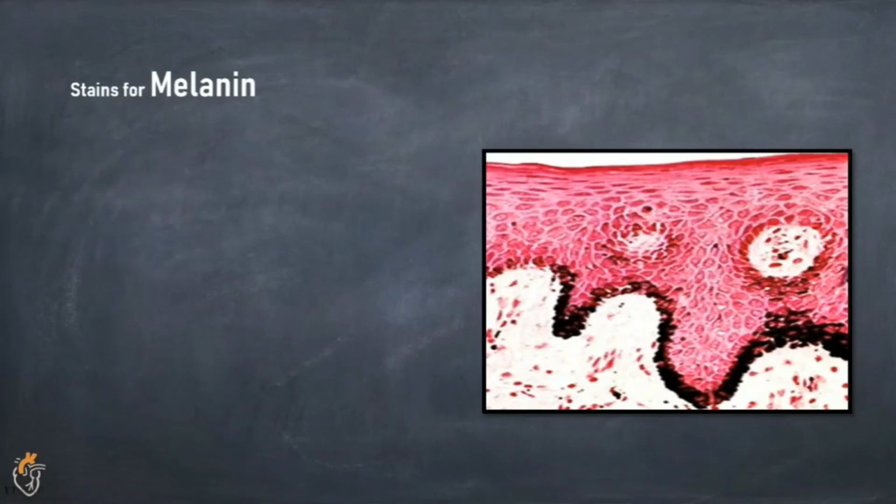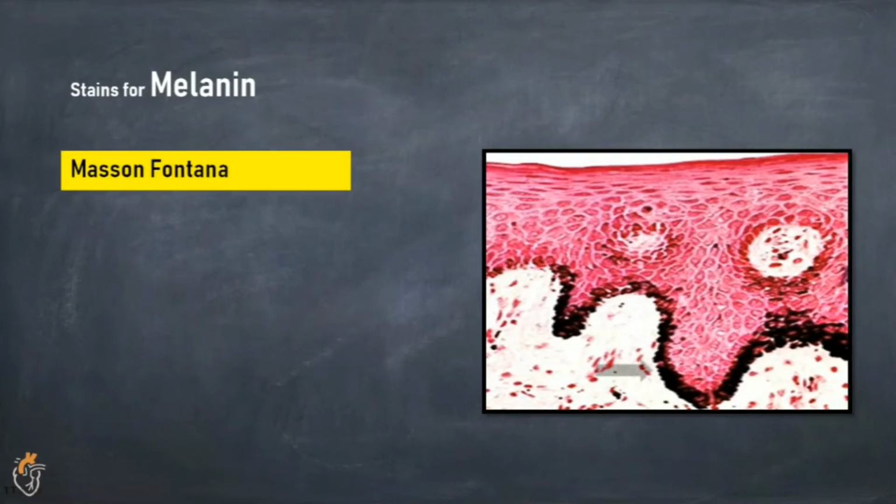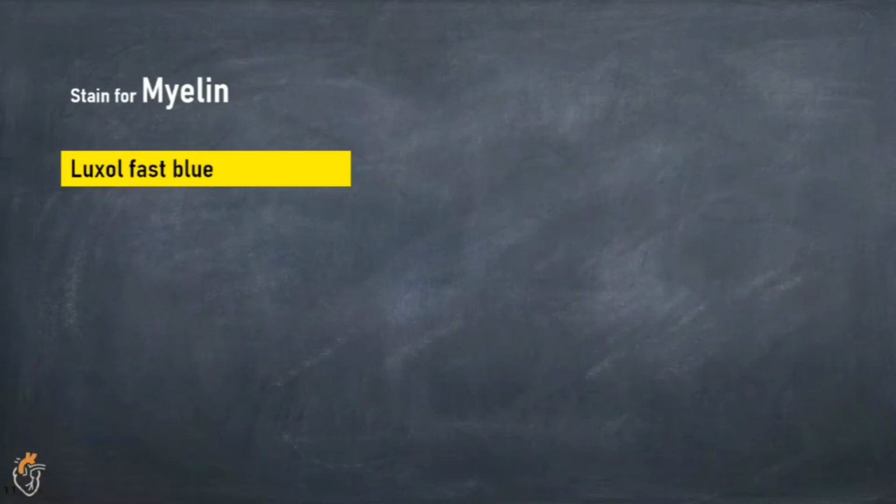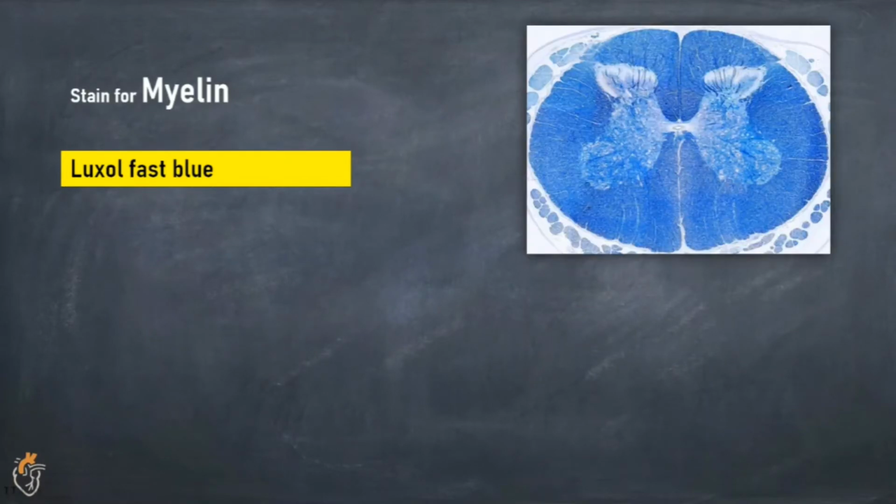Moving ahead to the stain for melanin. As you know, melanin gives pigment to skin, hair, and nail. In the normal hematoxylin and eosin stain, it will give the black-brown appearance. For better visualization, we use the Masson-Fontana. Moving forward to the stain for myelin. It is Luxol fast blue or LFB, and it will stain the myelin blue.